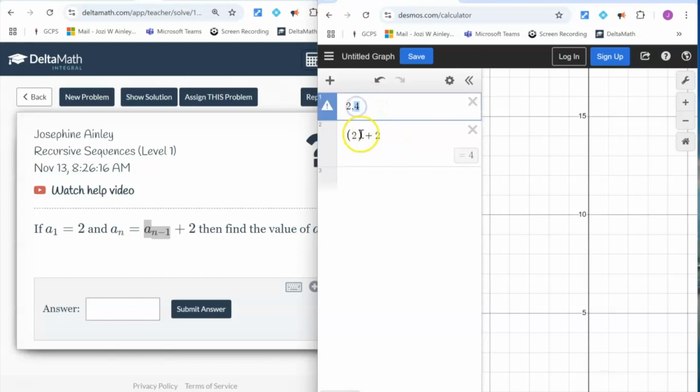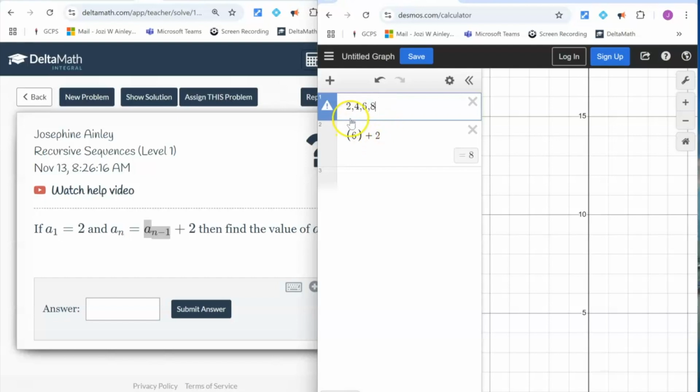Now this is the term that I'm looking for. So again, to find the next one, what do I do? I take the previous term, which is now 4, and do what to it? Add 2. So it's going to give me 6. Okay, so now my new term is 6. I want to find the next one. Again, what does the formula say? Take the previous one, add 2. So my previous one is 6. So I'm going to put 6 in here. Add 2, it gives me 8, and so forth.